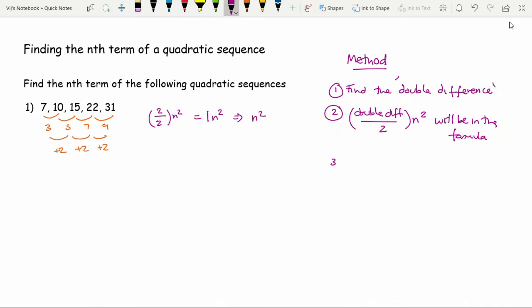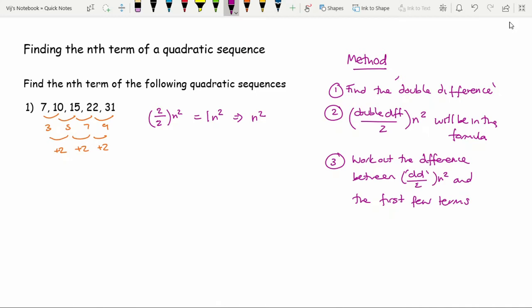Now the next thing we need to do, which is a little bit tricky, is work out the difference between the dd, which is the double difference, divided by 2 n squared, and the first few terms.